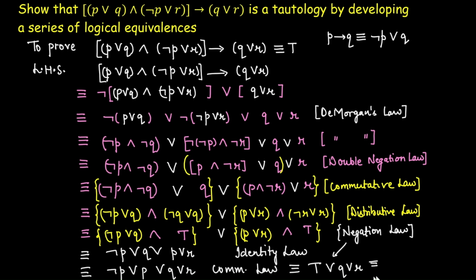This is logically equivalent to what? True or some statement. Whether this is always true, always false, or it depends upon the statement. So if this statement is true, answer is true. If this statement is false, answer is still true. So in both the cases, we are getting a true statement. We can say that overall result is true. It means true statement has dominated the value of this proposition, and hence we can say that we have used domination law. So this is what we need to prove. This is logically equivalent to true.